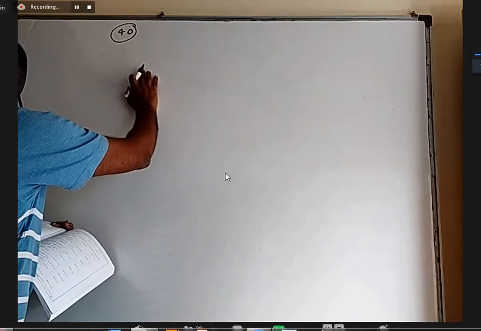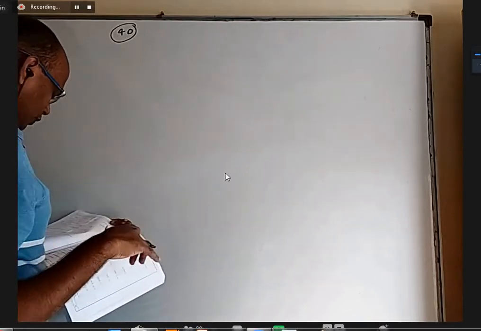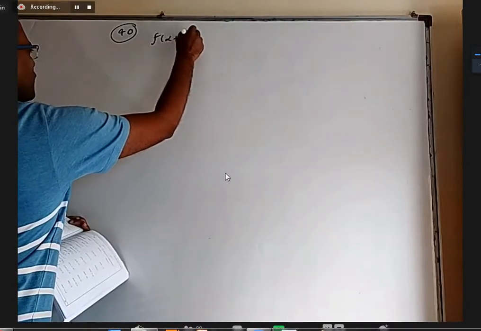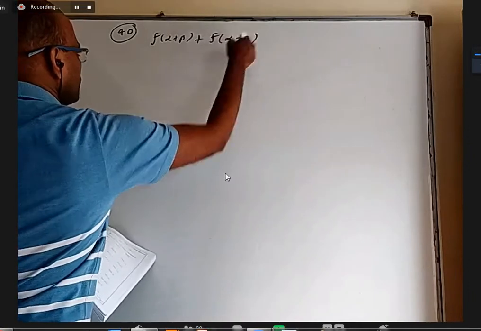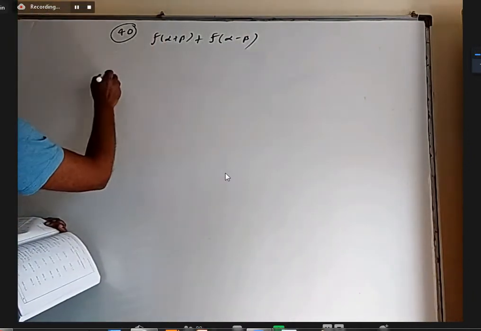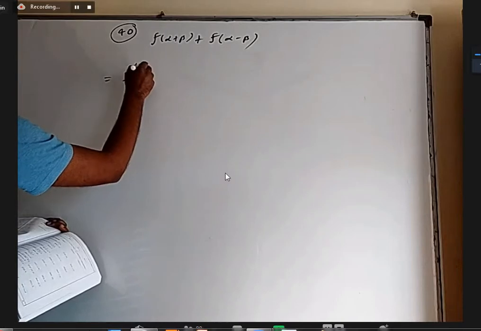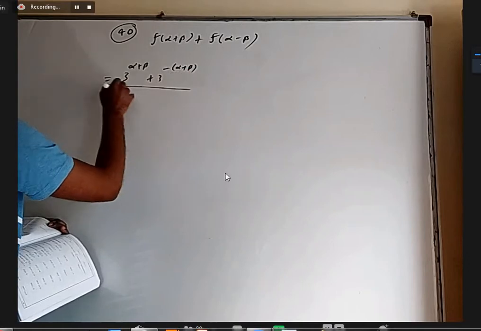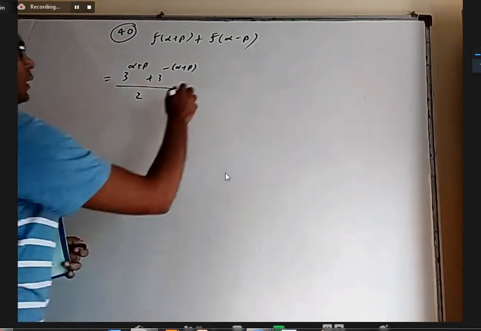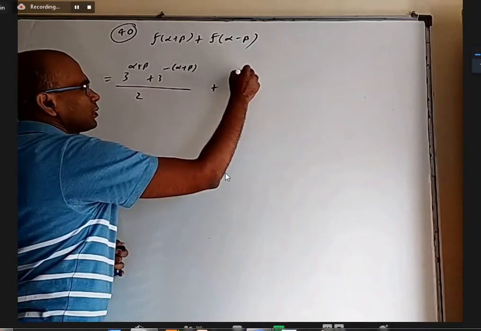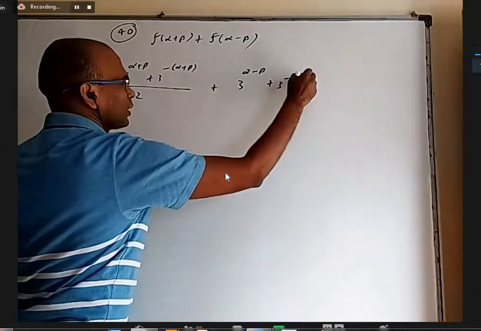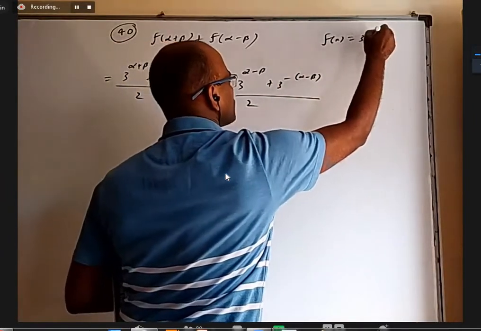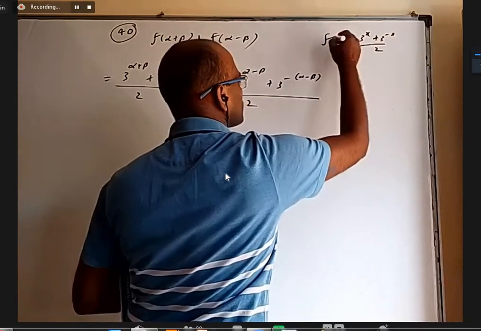40th one. We can do denominator first or numerator first, whichever way we want. I'll start with numerator. f of alpha plus beta plus f of alpha minus beta. f of alpha plus beta means 3 power alpha plus beta plus 3 power minus of alpha plus beta by 2. f of alpha minus beta means 3 power alpha minus beta plus 3 power minus of alpha minus beta by 2. That is because they gave f of x is equal to 3 power x plus 3 power minus x by 2.